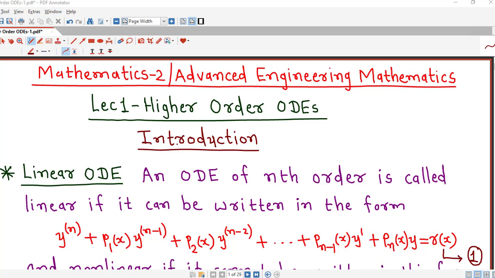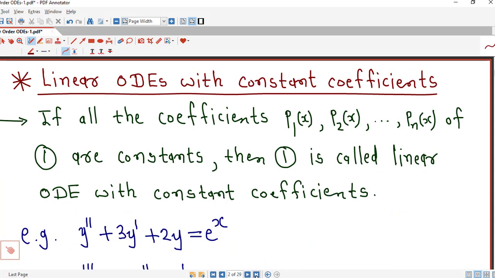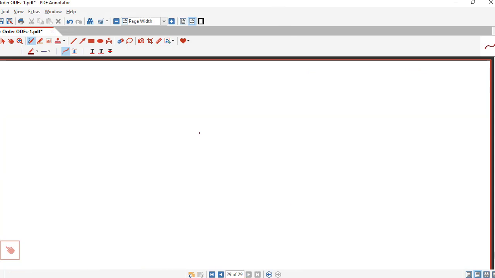Hello friends, I welcome you in lecture number 1 on higher order ordinary differential equations. In this lecture we will discuss some basic terminology required to solve higher order ordinary differential equations. Higher order means we are considering differential equations of order greater than 1.